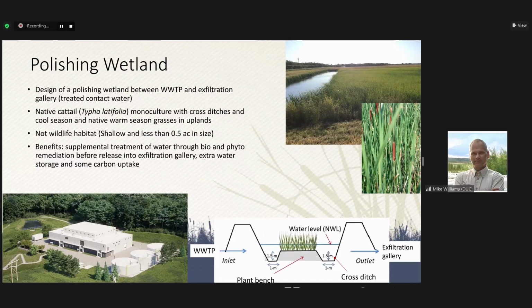The other benefits of this wetland, besides supplemental water quality improvement, include increased storage capacity, which may lead to less use of the exfiltration gallery, and some carbon uptake in the wetland and upland plants. Next slide, please.